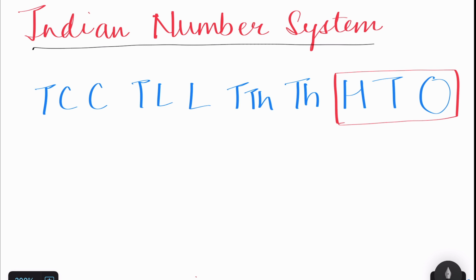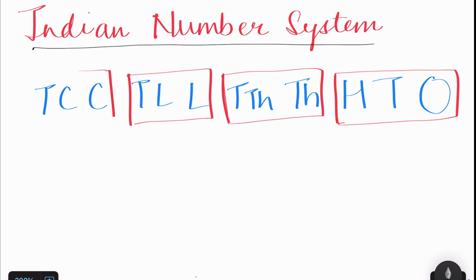This is the hundreds family. I don't need to write it down for you. You should know by now. This is the thousands family. This is the lakhs family. Then we have the crore family.